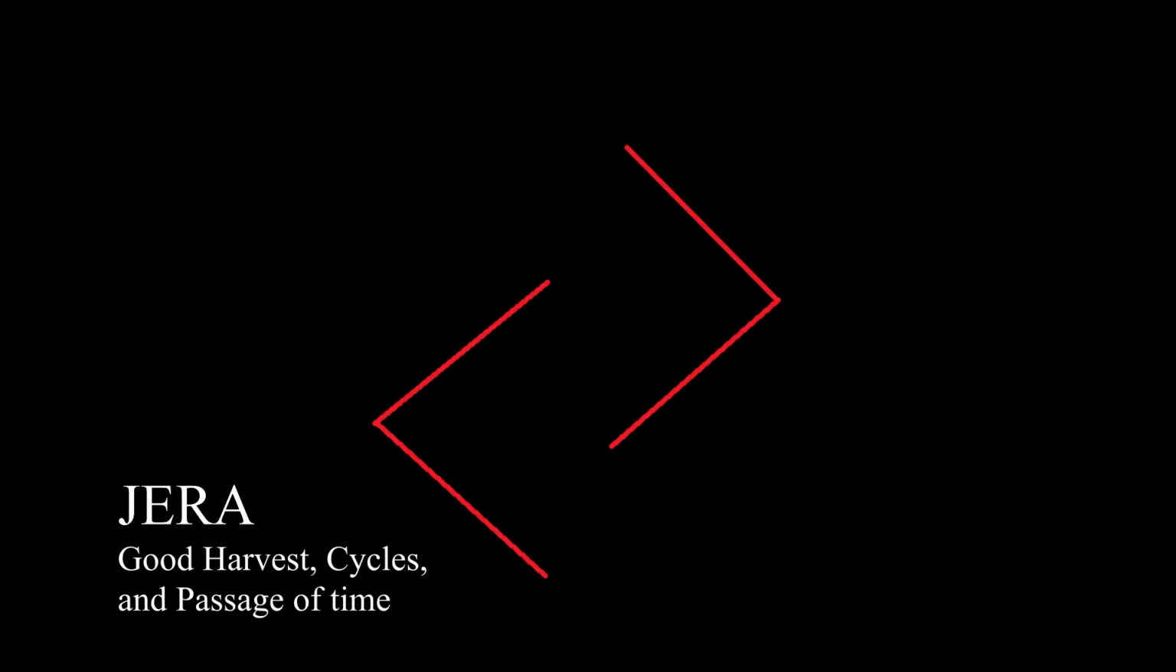The next rune that you'll need to write down is Yara, the J rune. The key words for this rune are good harvest, cycles, and passage of time. Looking at this rune, you can easily see that it looks very similar to a pinwheel in motion. And it does represent that passage of time, the passage of a year, a solar year, the passage of time from harvest to harvest, natural cycles in life.